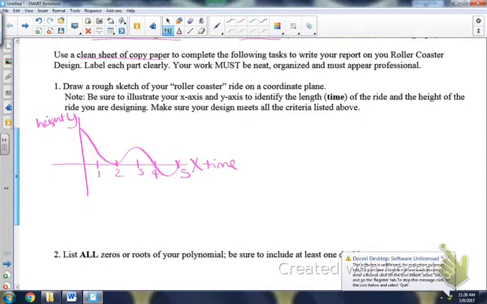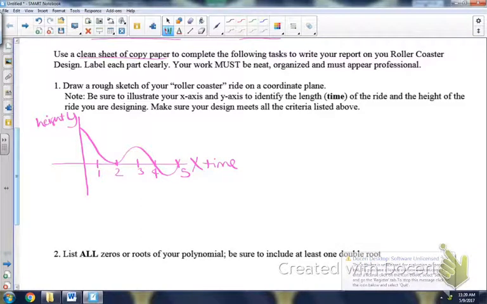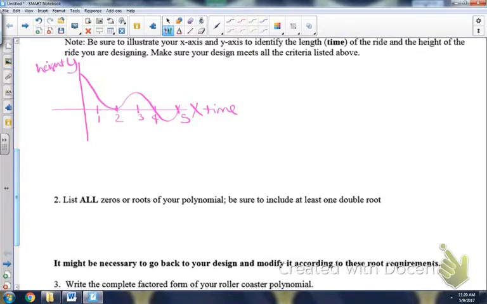So once I've drawn my roller coaster, I find my roots. So it says on number 2, you're going to list all of your roots. I have a double root at 2. And notice it says here you have to include at least one double root. And then I have a root at 4 and a root at 5. Okay? Alright, so that's what you're doing.